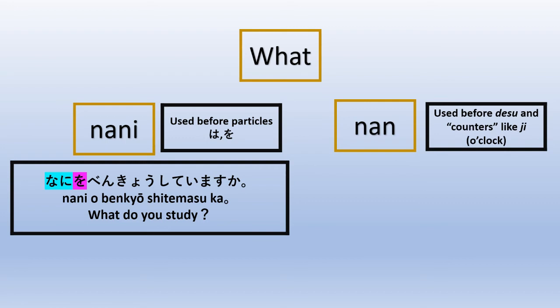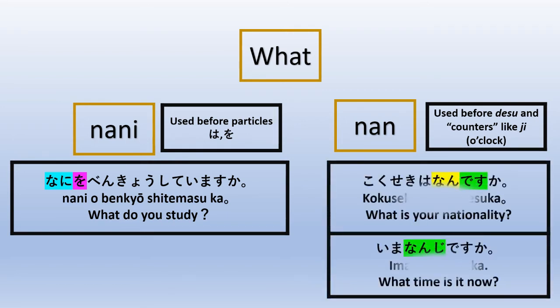The next is nan, without an i. It is used before desu and counters like ji. For instance, Kokoseki wa nan desu ka? What is your nationality? Ima nanji desu ka? What time is it now?